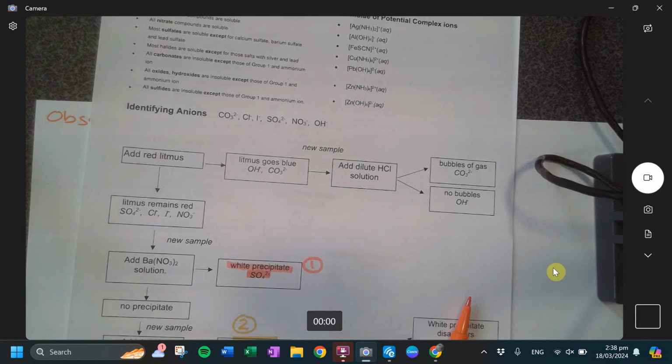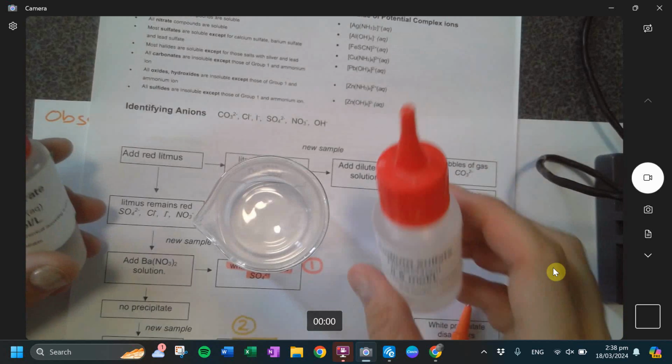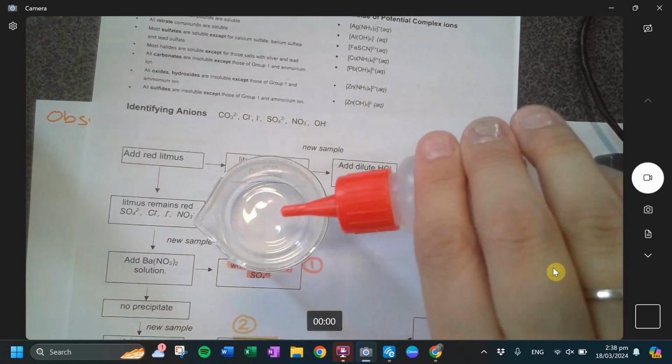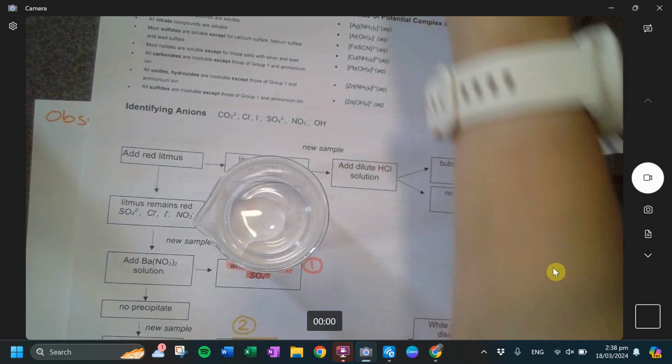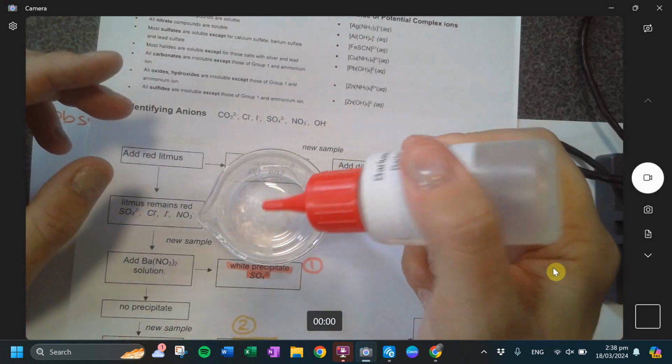Are we good so far? Okay. Now, what we're going to do is add a little squirt of sodium sulfate and barium nitrate. So I'm just going to do my sodium sulfate first. Doesn't need to be much. And then I'm going to do a little bit of my barium nitrate.